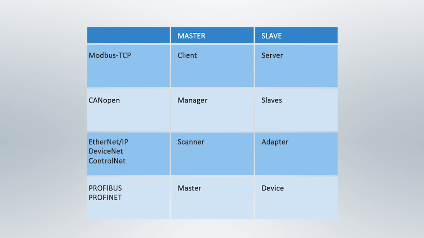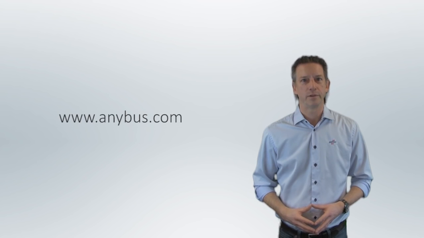So, for example, if you need slave-to-slave communication between Modbus TCP and Ethernet IP, then you should select Modbus TCP server and an Ethernet IP adapter. Confused? Well, luckily there are Anybus gateways to interpret between all these incompatible technologies, so you don't have to worry about the different terminologies and standards.